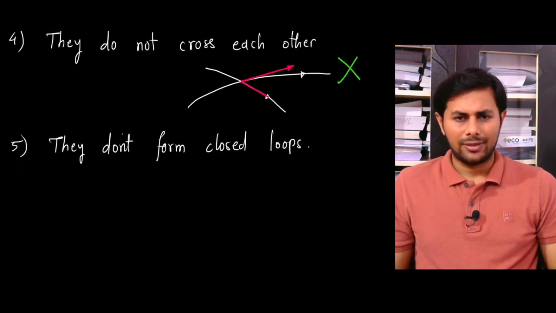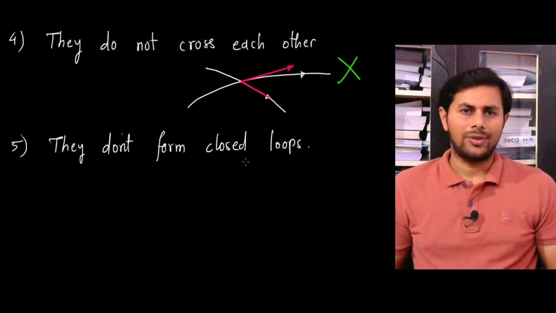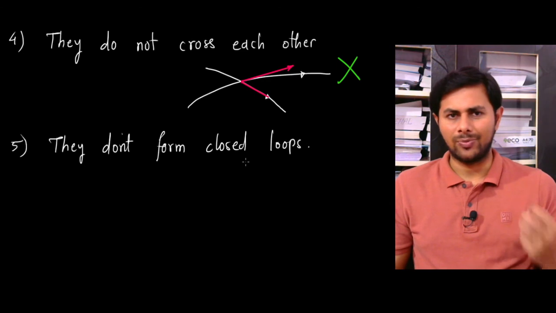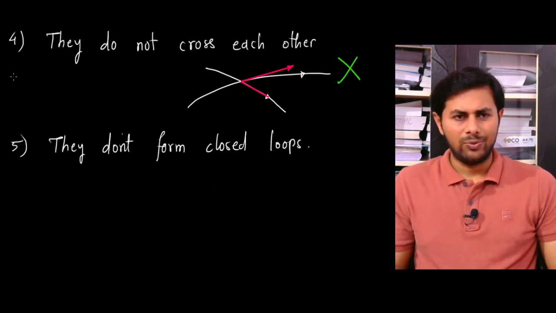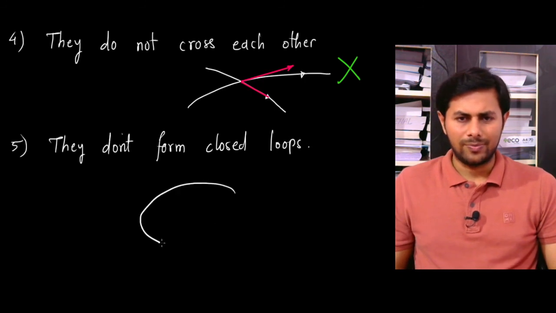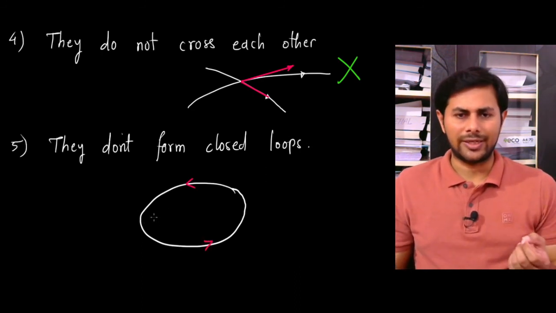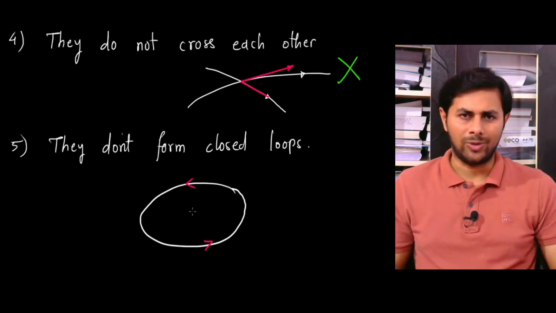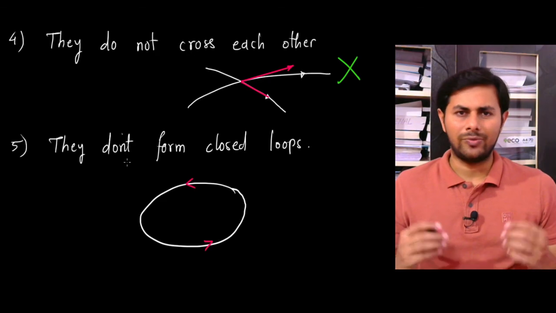And the last property is they don't form closed loops. So we know that electric field lines start at a positive charge and they end at a negative charge, and if we draw a closed loop, then we won't know where the starting point of these electric field lines is and where the end point is. Okay, so the electric field lines cannot form a closed loop.